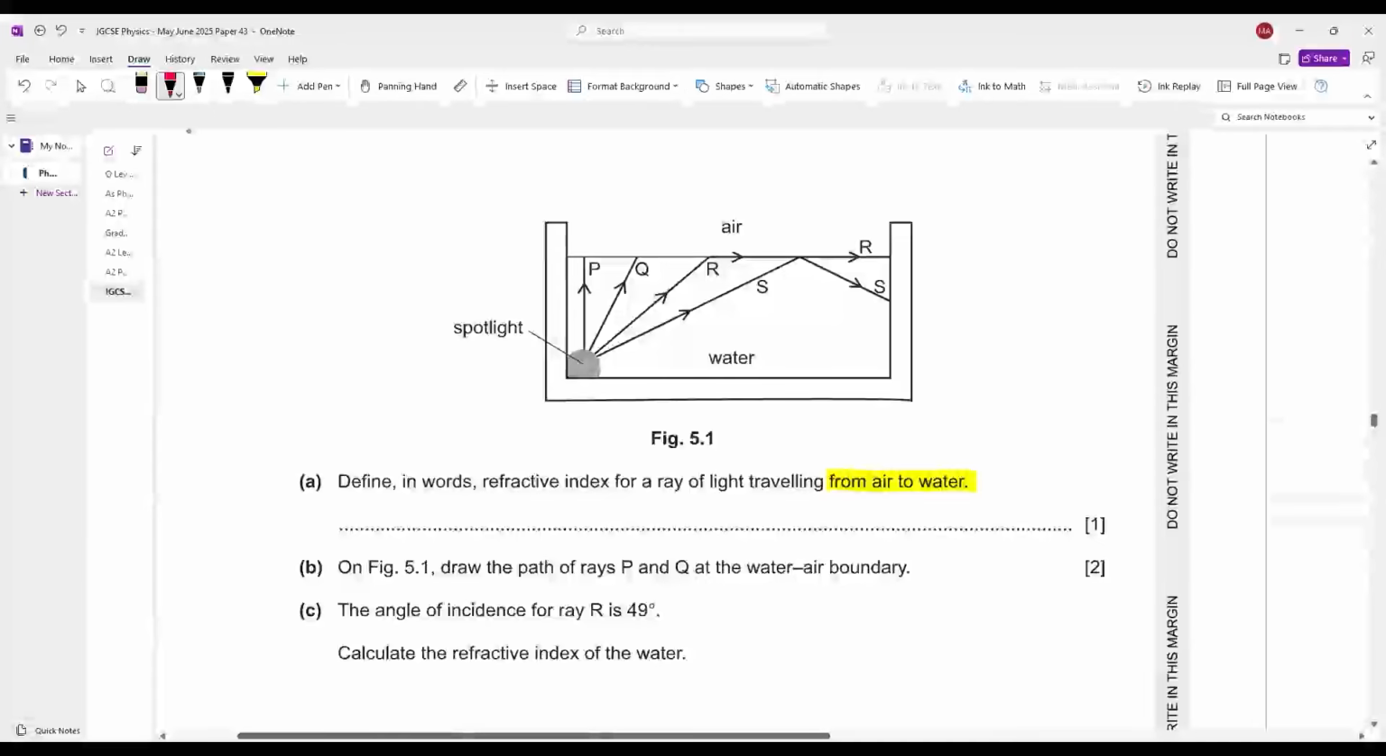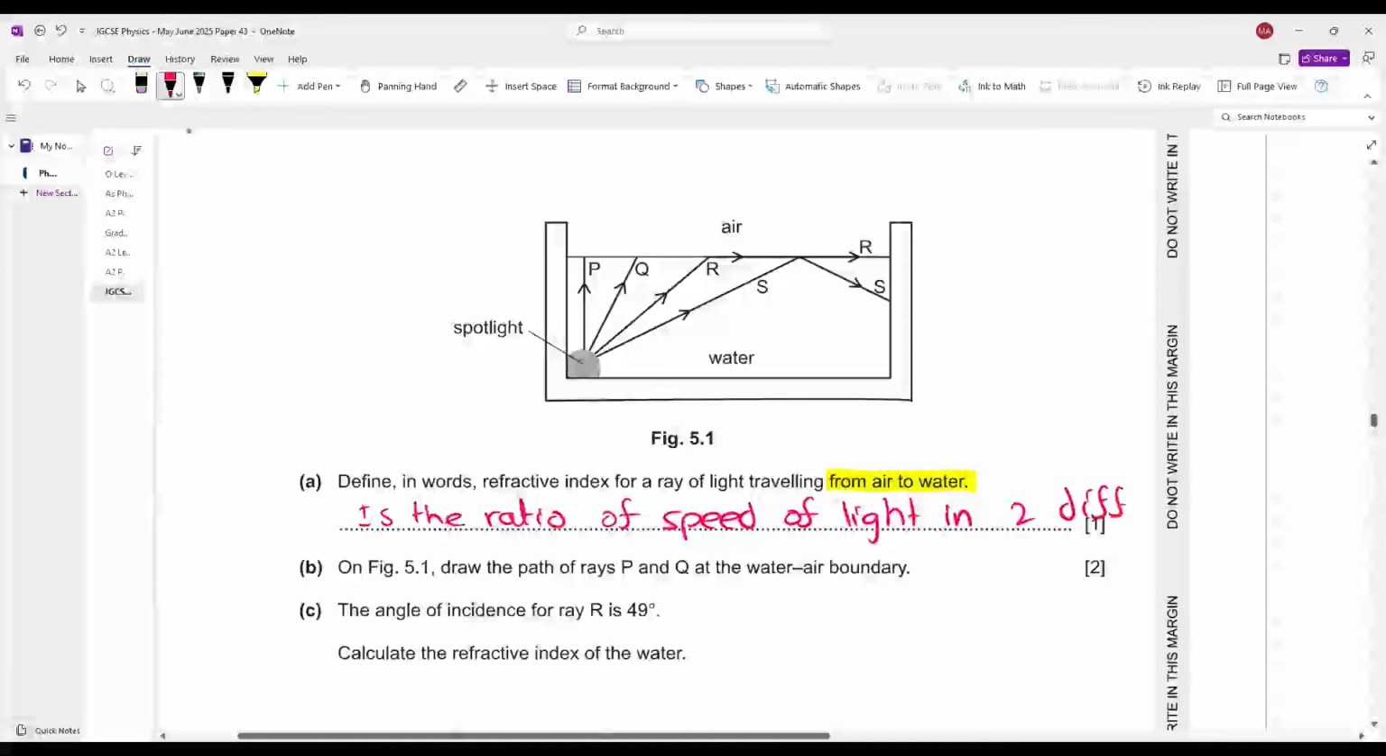What will you say? Refractive index is the ratio of speed of light in two different mediums. So you can say refractive index is the ratio of speed of light in two different mediums. Simple as that. Nothing complicated here.